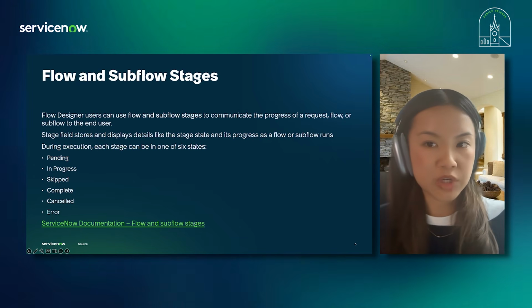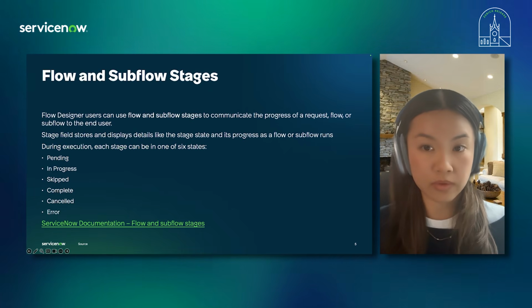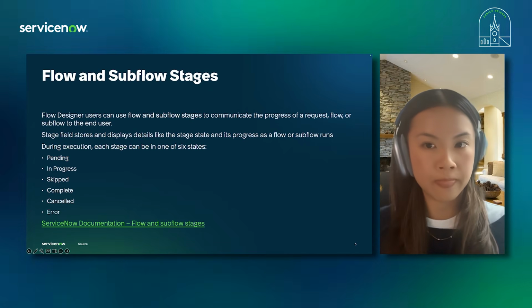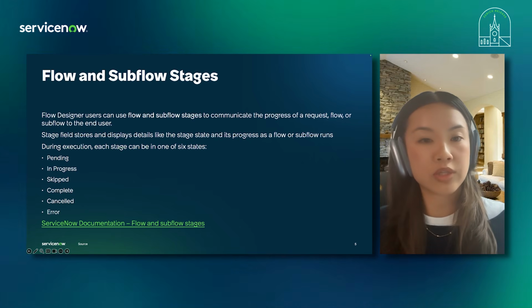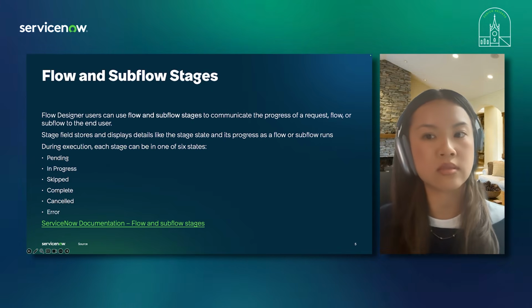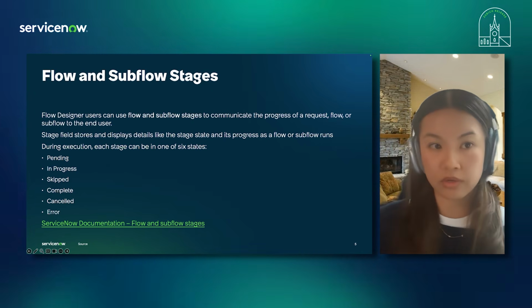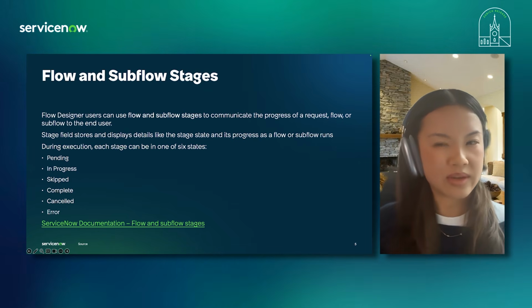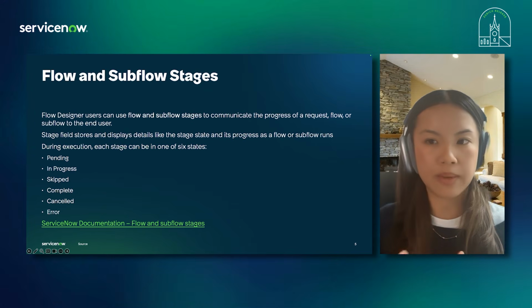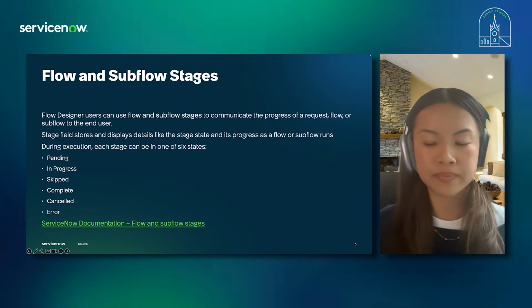So one core feature of Flow Designer is that users can add stages to flows and subflows that communicate the current stage of a request to the end user. They can change the state labels and their names to reflect the progress of a request, flow, or subflow as it runs, and also see what state it's currently in. To give you an idea of what you can expect to see, some of these stages can be pending, in progress, skipped, complete, canceled, or error.